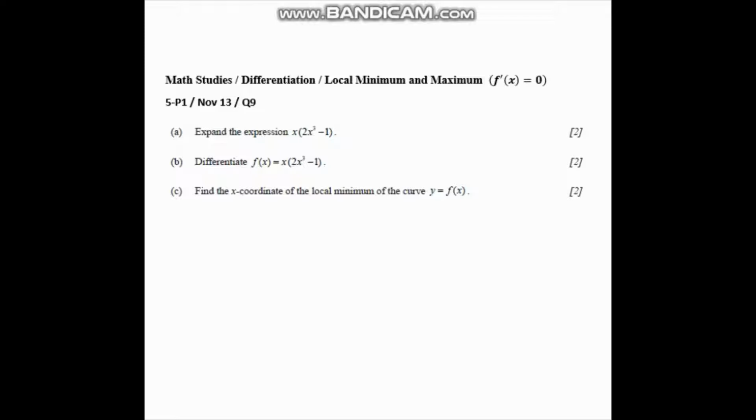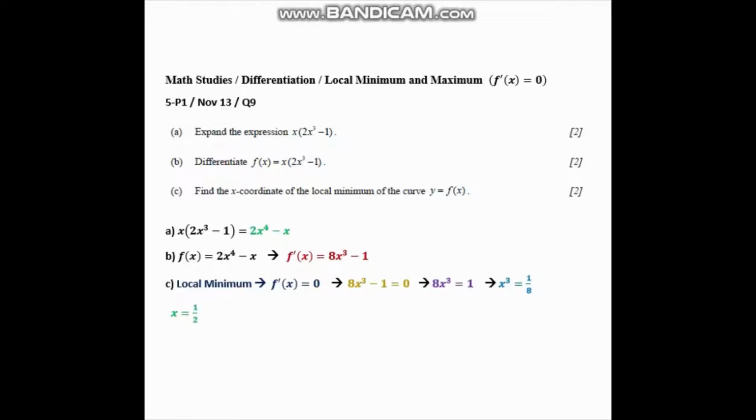So question 5 came in paper 1, November 2013. Question number 9. Take a minute and attempt to solve, and the answer shall follow through shortly. So I am asked in question A to expand the expression x times 2x cubed minus 1. And this is simple algebra. I get 2x to the power of 4 minus x.